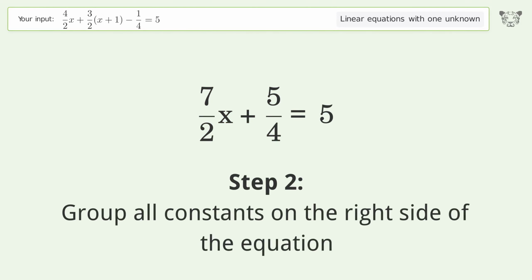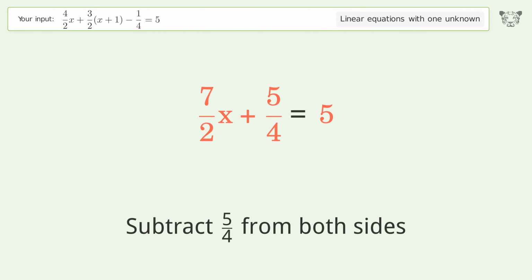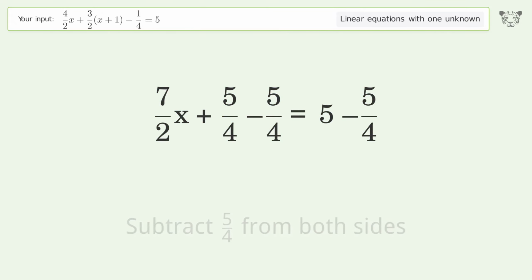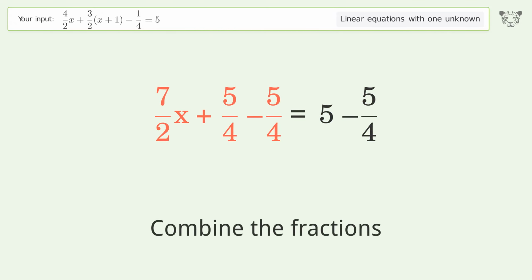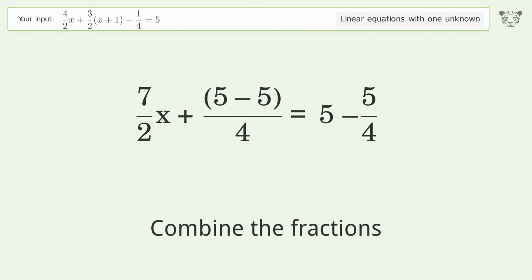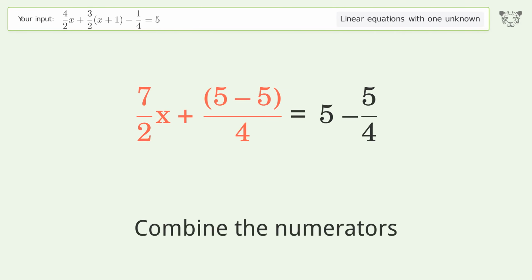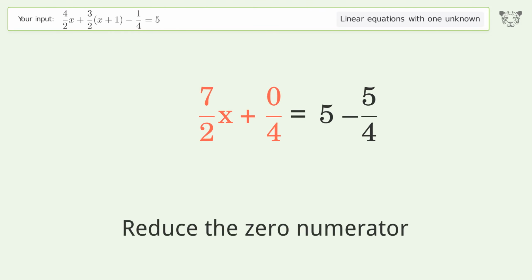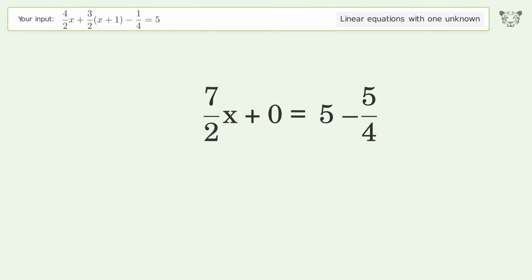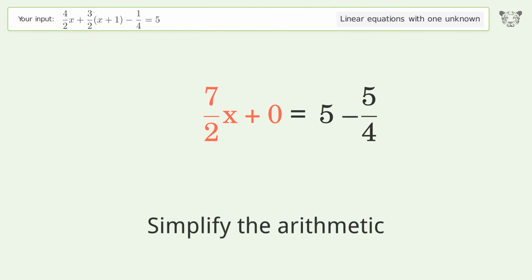Group all constants on the right side of the equation. Subtract 5/4 from both sides. Combine the fractions. Combine the numerators. Reduce the zero numerator. Simplify the arithmetic.